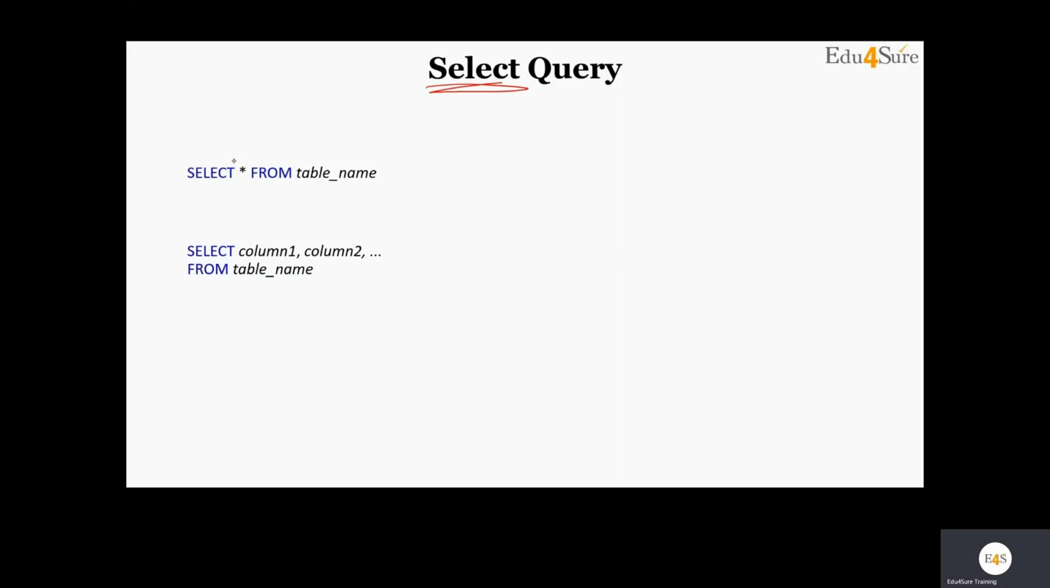If you do not want all the columns of your data, if you want to see only selected ones, you can write the column names. Let's say I want to see customer names and customer phone numbers. So I will say select customer names and customer phone numbers from whatever is your table name.